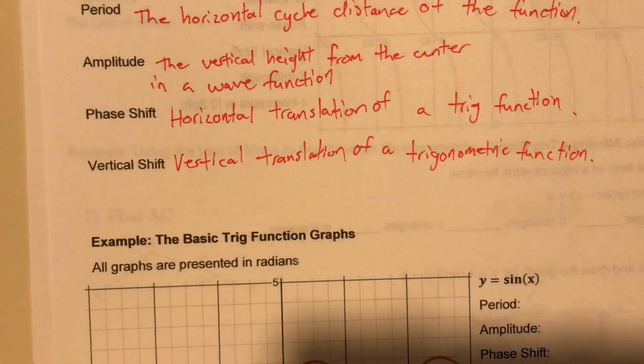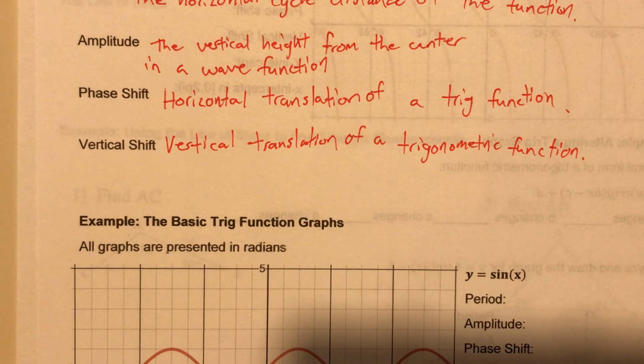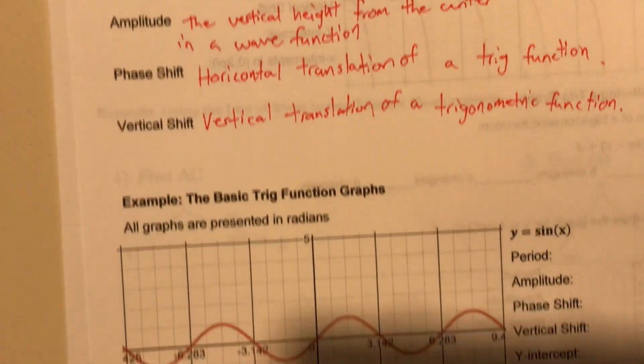So what we're going to do today is mostly just look at the graphs and analyze them, figure out the period and amplitude, etc. for those graphs. We're also going to look at making graphs. So we're going to say, all right, how could we translate this base function graph and turn it into something else? And what would that graph look like? And what would be the characteristics of that graph function?